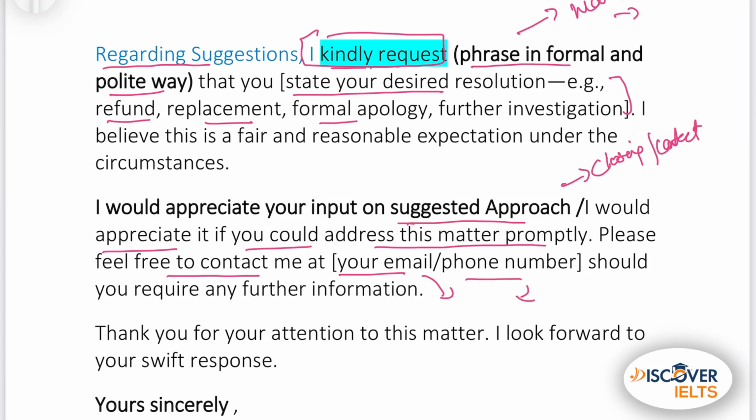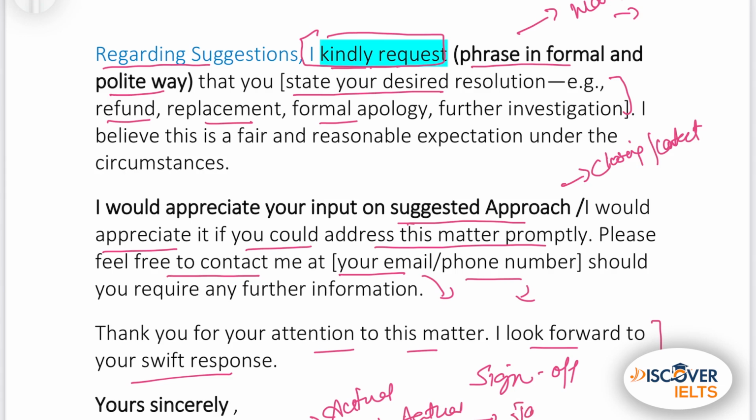So last is your formal sign-off. Yes, this is a formal sign-off. Thank you for your attention to this matter. I look forward to your swift response. Then, yours sincerely, and your full name. In a CELPIP email, you can give your actual name at the start or maybe at the end. But you have to give your actual name. If your actual name is James, write your name, James. Do not give any imaginary name. Always thank the reader and use a formal closing. Yes, it should be your formal closing.